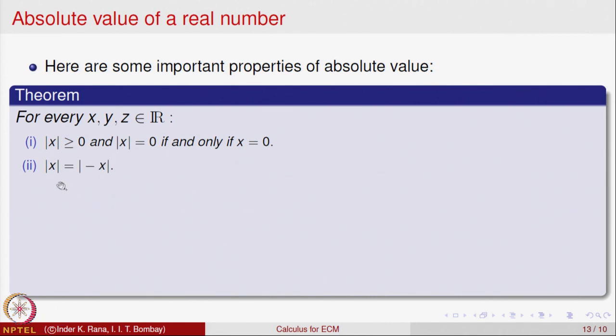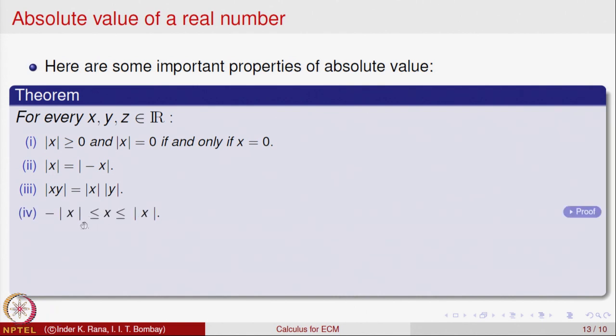The second property says the absolute value of x is the same as the absolute value of minus x. That is quite clear from our definition, because mod of x is a non-negative number. So, mod of x is the same as mod of minus x. How does absolute value behave with respect to multiplication? It says if you take the product of two numbers x and y and take its absolute value, that is the same as the product of the absolute values. The absolute value of the product is the same as the product of the absolute values.